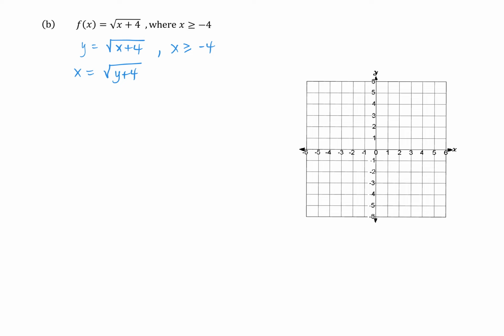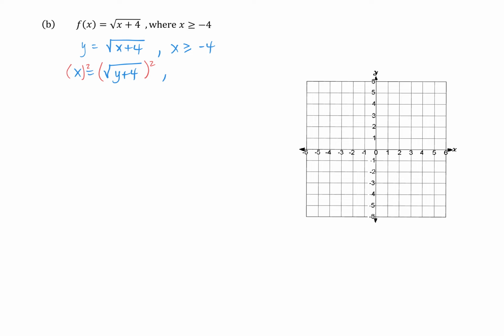And now this is important. To get that y out from underneath the square root, I'm going to have to square both sides. Recall that whenever you square both sides, you're making things bigger. You could end up with values that don't work, which is why I have that x greater than or equal to -4 there.